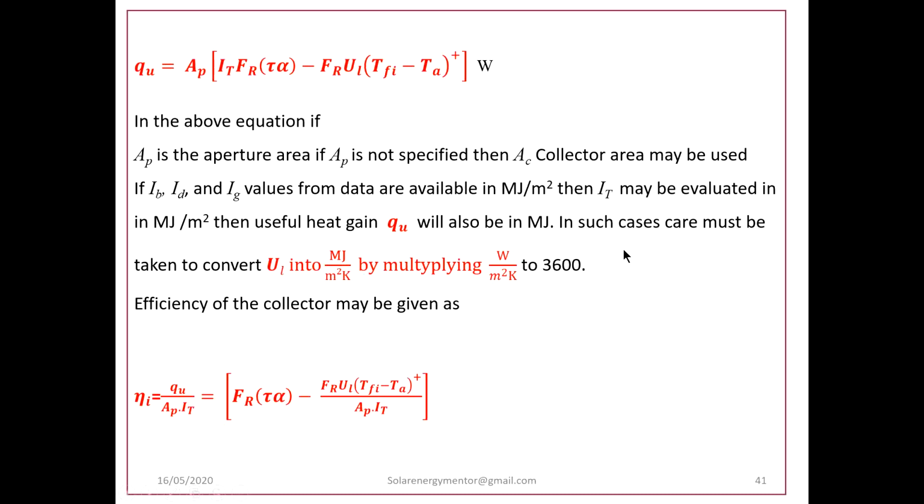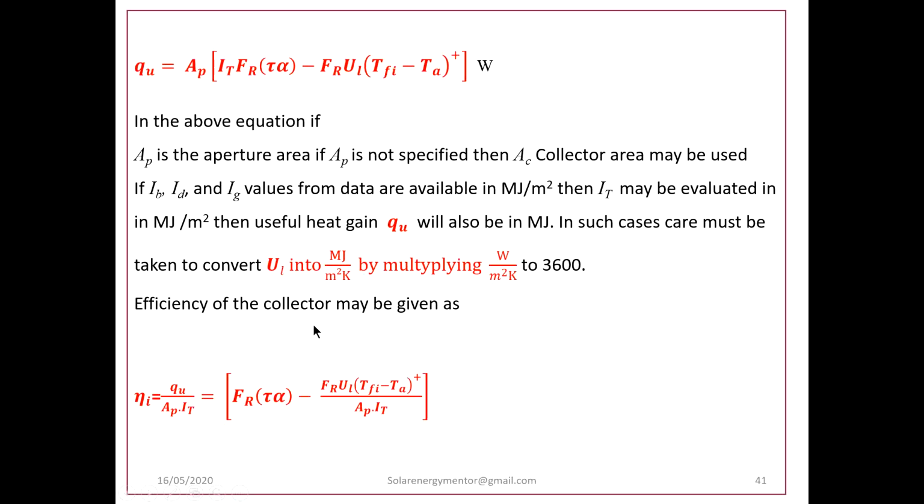But in such a case, care must be taken that UL is in watt per meter square Kelvin. Now, if you are using IT in megajoules or joules, a unit of energy, then you have to convert this watt into joules or megajoules. To convert watt into joules, you have to multiply by 3600. So the only change we have to make is to multiply the UL values by 3600. All these parameters in the equation have to be consistent.